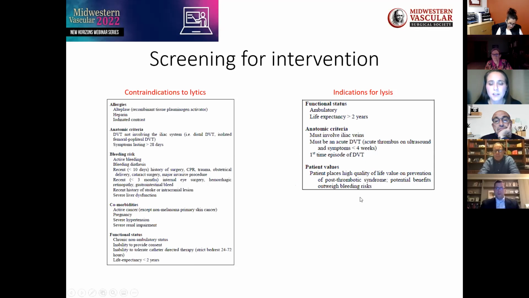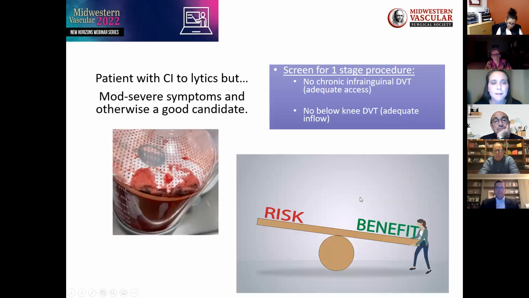And of course, this is all done with shared patient decision-making. As a tertiary care center, we have many patients that have relative or absolute contraindications to lytics, as I'm sure many of you do. But what if this patient comes in and they have moderate to severe symptoms and they're a good candidate and they want an intervention? How do you approach this patient?